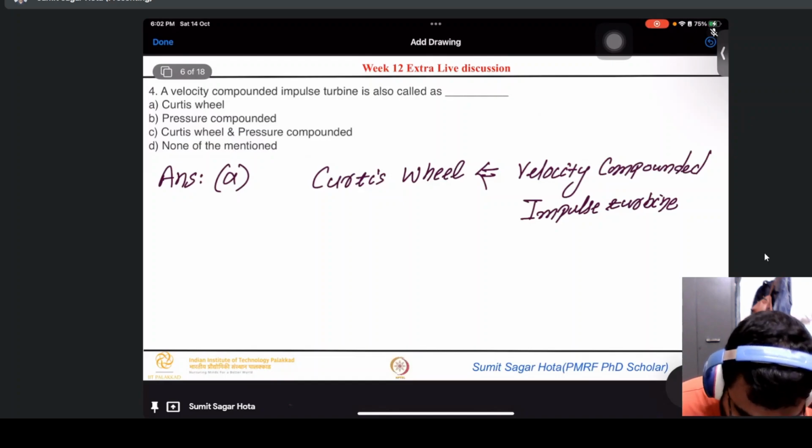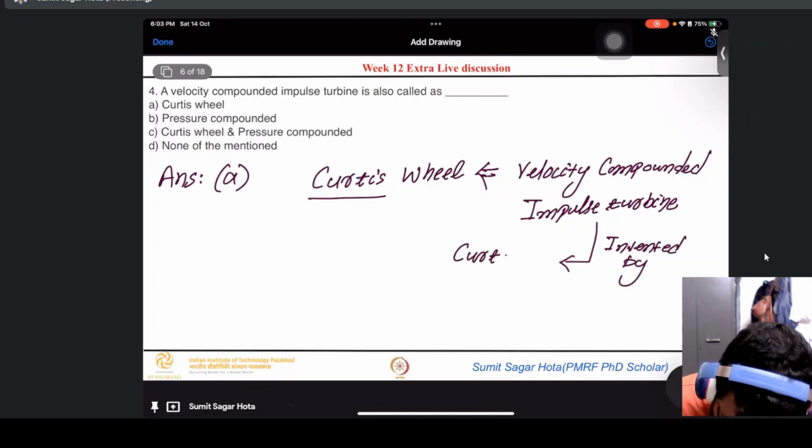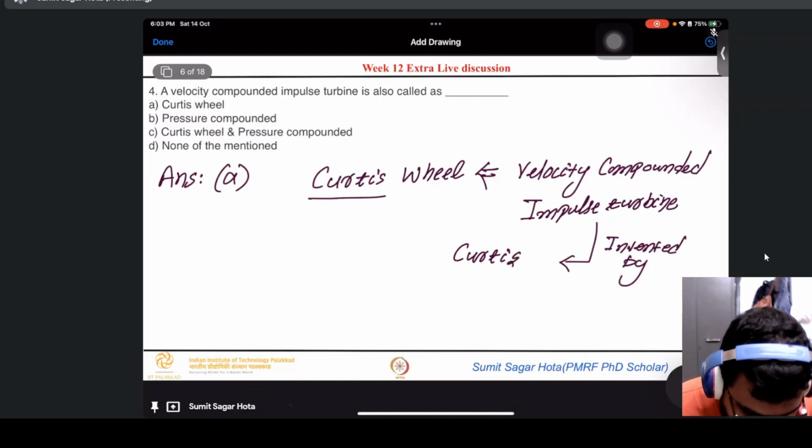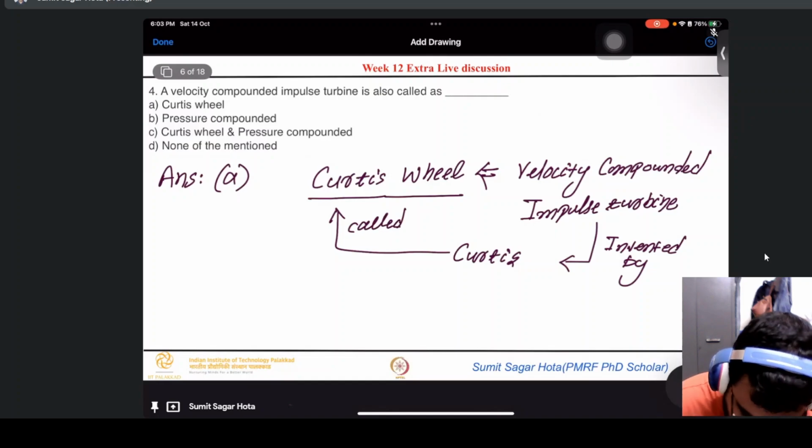Curtis wheel is a velocity compounded impulse turbine. And why Curtis wheel? Because this velocity compounded impulse turbine was invented by Curtis. His name is Curtis, so it's called the Curtis wheel.